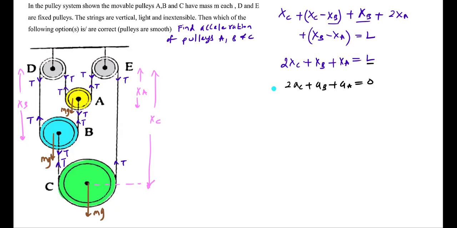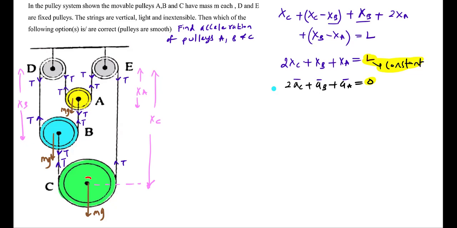As the length of the string remains constant, the derivative of that will be 0. Okay, we have to calculate the accelerations, as they're in vector form, so we'll write it in vector form. Now write down the individual equations.